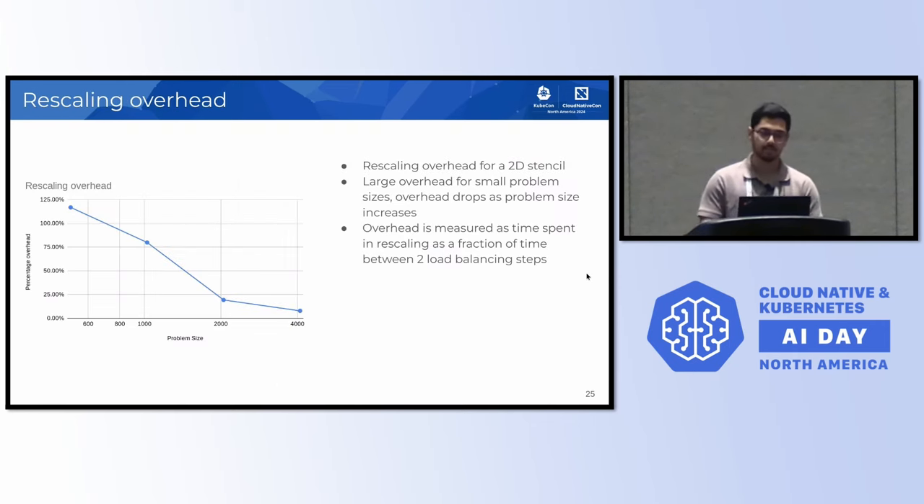We also measured the rescaling overhead for a 2D stencil problem, which is a typical scientific problem used for benchmarking. We saw that the rescaling overhead was pretty high when we used smaller problem sizes because the actual runtime itself was pretty small. But as the problem size increased, the overhead actually dropped to much smaller than 10%.